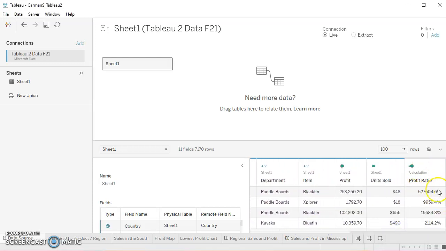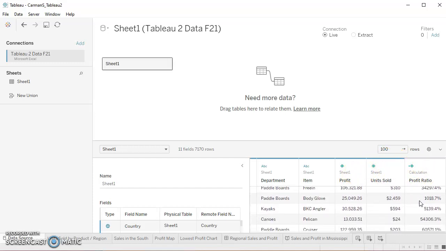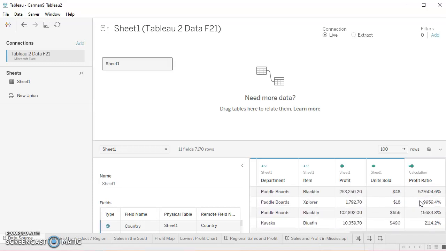Yes, right here. The way I got this was I divided my profit by my units sold, and that gave me some ratios, which you can see right here. So the point of all this was to allow me to explore the different regions of the US and see which items sold the most and which items sold the least in regards to profit and sales.